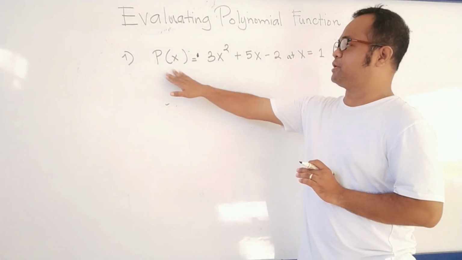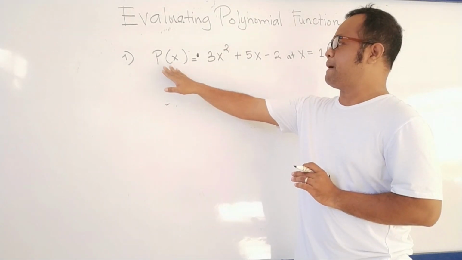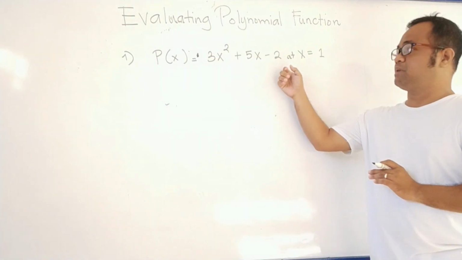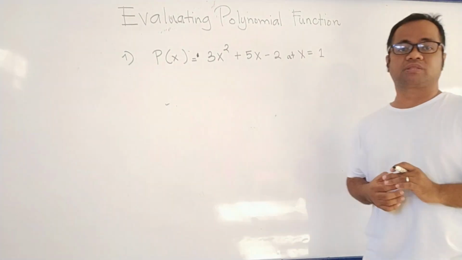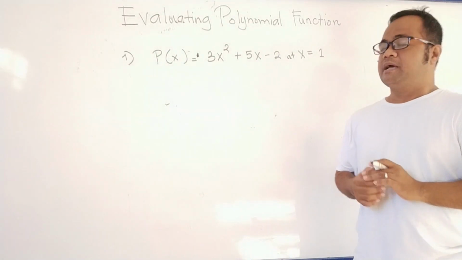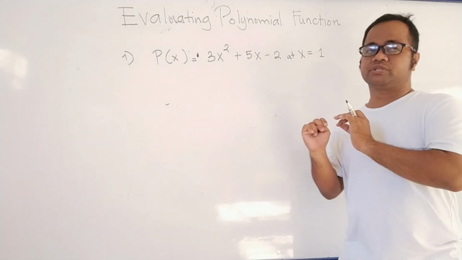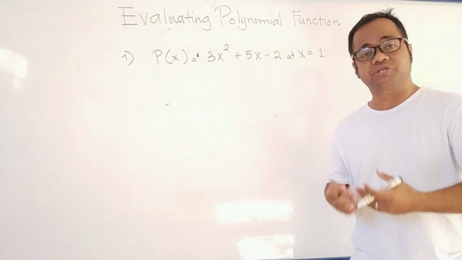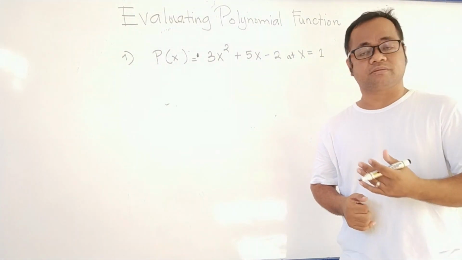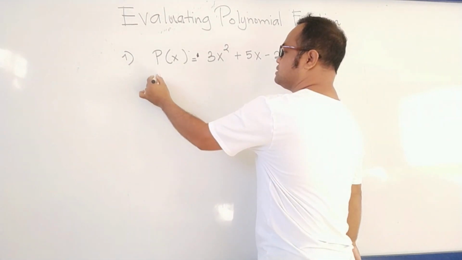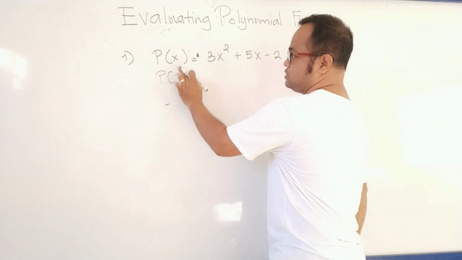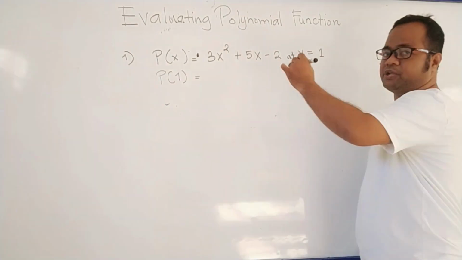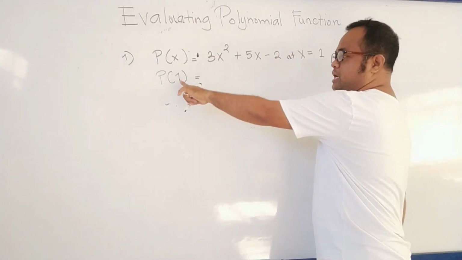So, let's say the given polynomial function is written p of x is equal to 3x squared plus 5x minus 2 at x is equal to 1. Okay? So, your x is equal to 1. Therefore, instead of writing x, we write 1 because your x is equal to 1. So, p of 1, your x is equal to 1. So, what is the value of your polynomial function if your x is equal to 1?